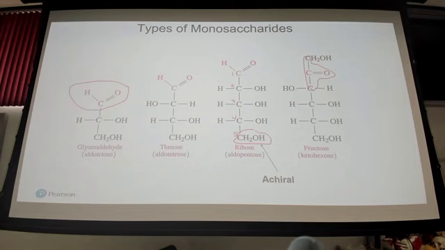So speaking of carbohydrates, here are some examples of monosaccharides. Remember we talked a lot about the different functional groups. What functional group is circled here? All right. What about this one? And this one?